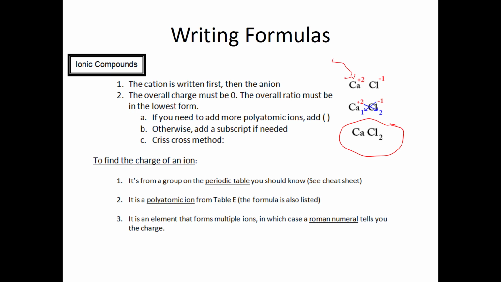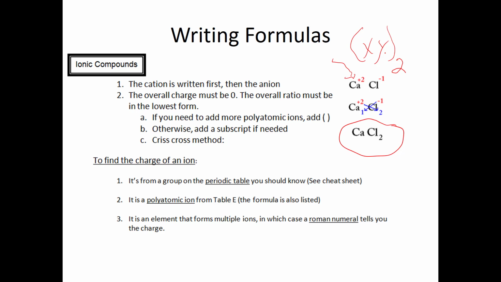So what you're going to do is use the overall ratio in the lowest form. And if you need to add more polyatomic ions, you have to put them in parentheses. It's just like in math class, if you have something in parentheses like xy, that means that x and y are together in a group. If I put a subscript here of 2, that means I have 2 xy's. Otherwise, just add a subscript as needed.